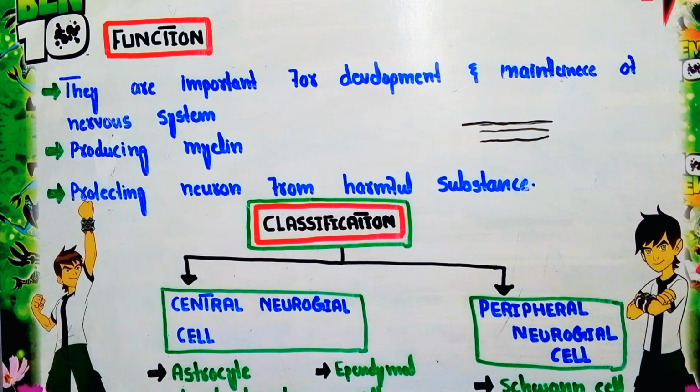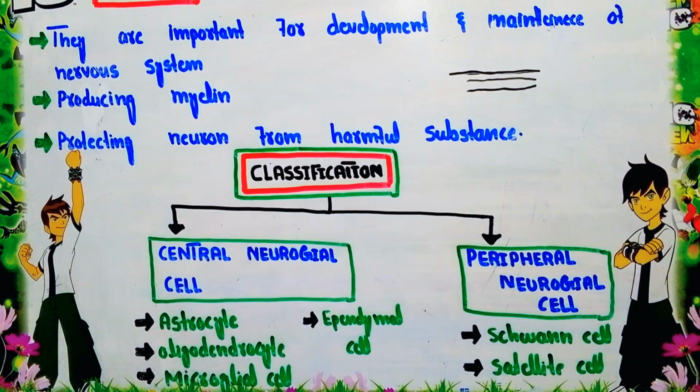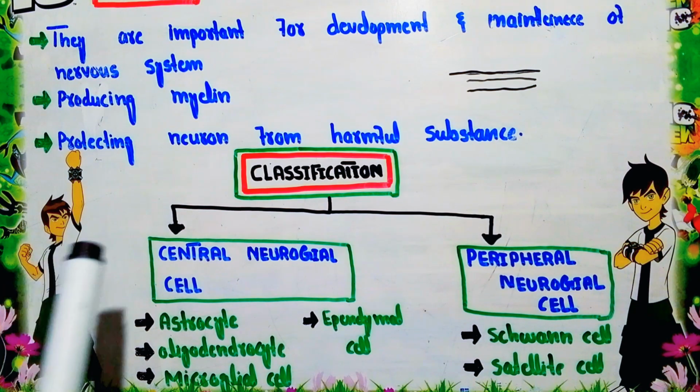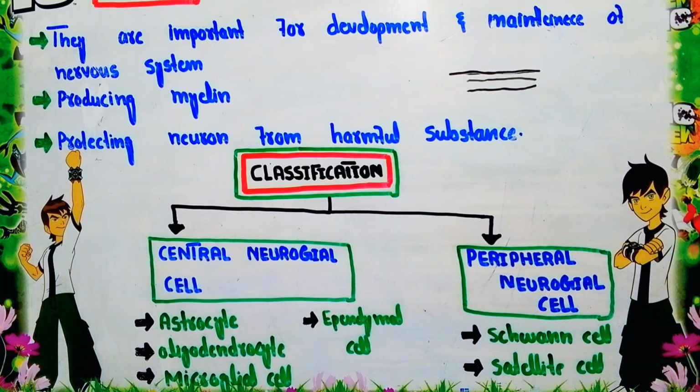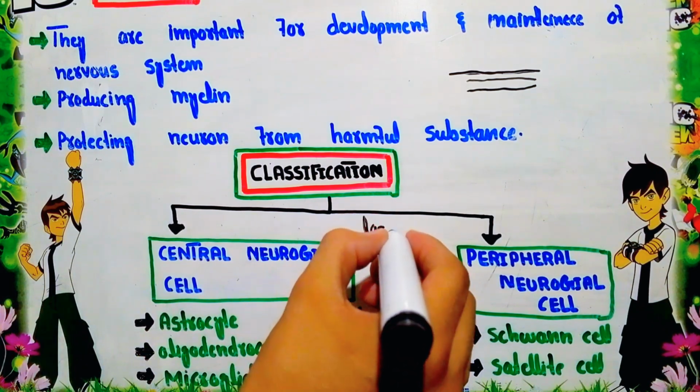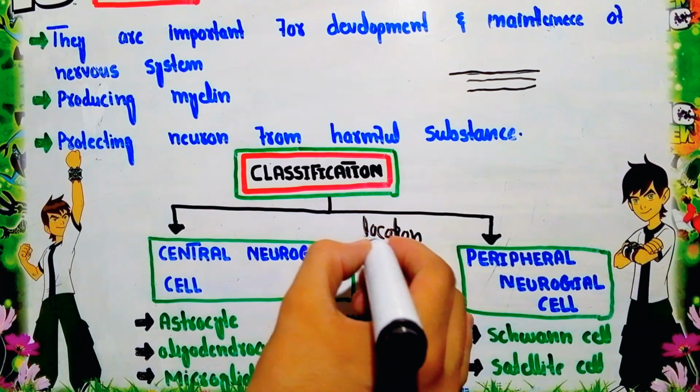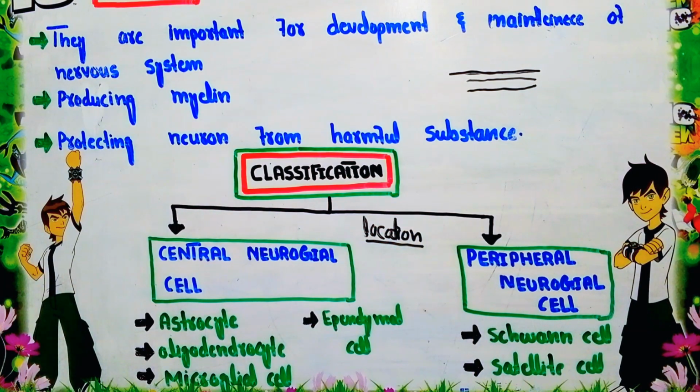Now here we will discuss the classification of the neuroglial cells. Basically, the neuroglial cell is divided into two categories. The first one is central neuroglial cells, while the second one is peripheral neuroglial cells. This classification is mainly based on the location where these neuroglial cells are found. When a neuroglial cell is found in our central nervous system, mainly in our brain and spinal cord, such a type of neuroglial cell is called a central neuroglial cell.